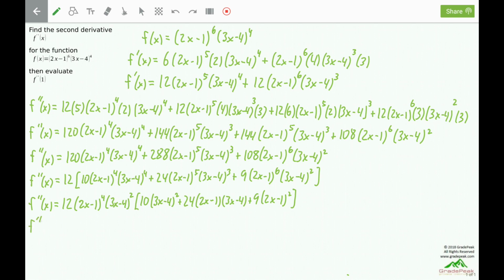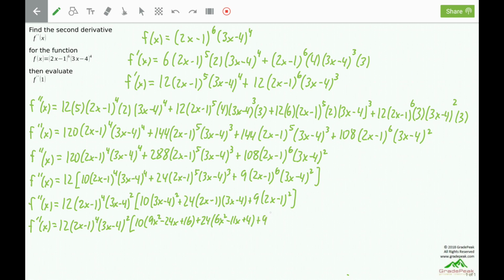And that will give us f double prime of x equals 12 times the 2x minus 1 to the 4th times the 3x minus 4 squared times, and we will have 10 distributed into 3x minus 4 times a 3x minus 4. We will have a 9x squared, a negative 12x and another negative 12x, so a negative 24x, and then plus a 16. We will have a 24 times 2x times 3x is 6x squared. We also have a minus 8x and a minus 3x, so minus 11x, and then a plus 4.